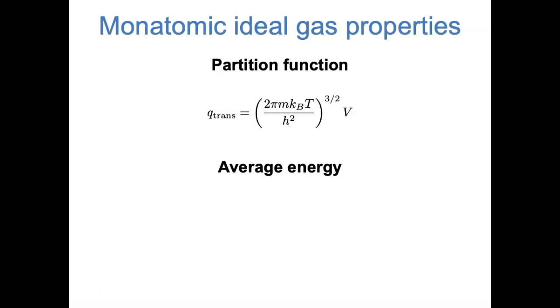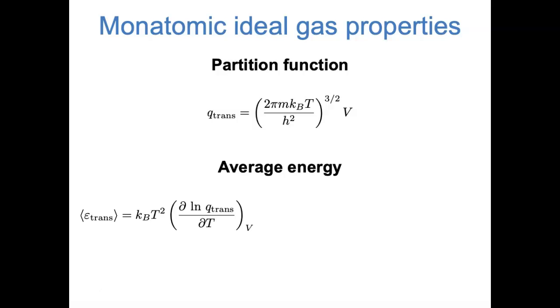Now that we found the partition function, we can find the average energy of the atom. Recall from the previous video that average energy is equal to kBT squared times the partial derivative of ln Q with respect to temperature. Since we now know Q for a monatomic ideal gas atom, we can go through this math to find average energy.